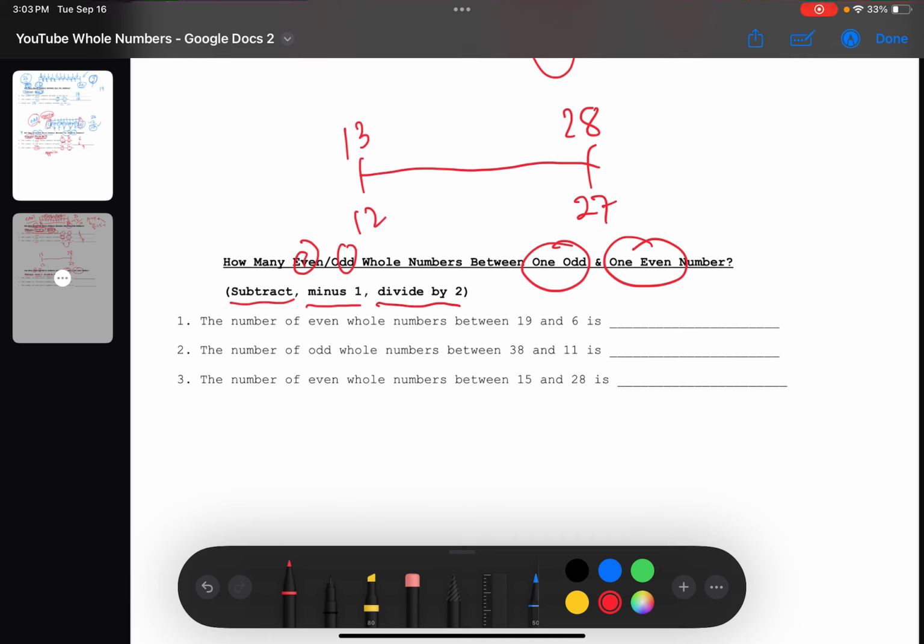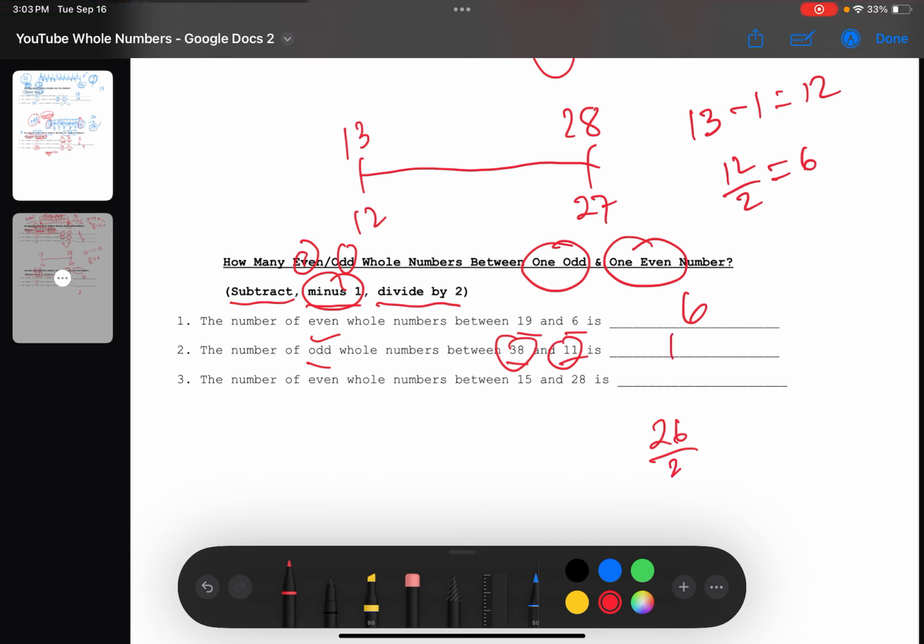So let's see why. How many evens between an odd and an even number? So they're flip-flopped. But 19 minus 16 is 13. We don't directly divide by 2 because we have to take away 1, which is 12. And then we divide by 2, which is 6. Okay, so your answer is 6 here. Okay, so again, odd, and we end up with even and odd. So the rule is subtract these two, which is 27. And then we have to take away 1. So 27 minus 1 is 26, right?